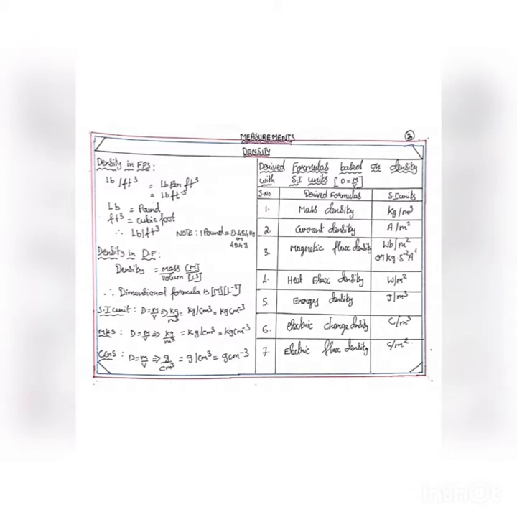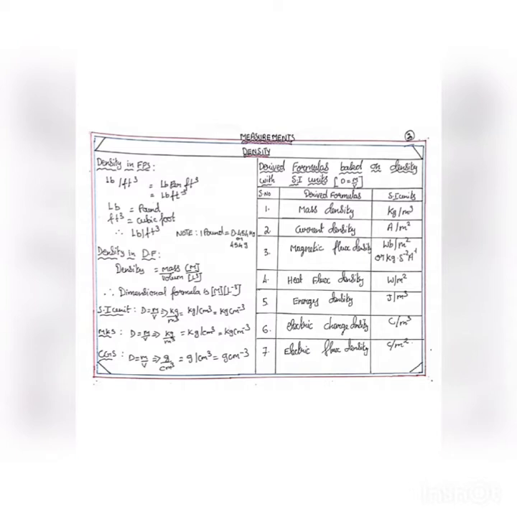Density in DF, I mean dimensional formula. Density is equal to mass by volume. Here mass is considered as M, volume is considered as L cube. The dimensional formula is M L to the power minus 3. Now we can move to SI unit. D is equal to M by V, that implies kg by m cube, or kg per centimeter cube, or kg centimeter power minus 3.